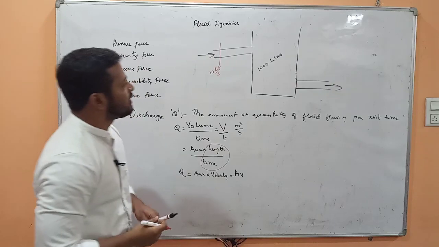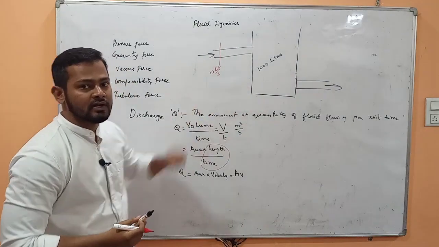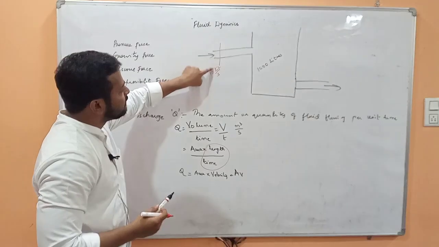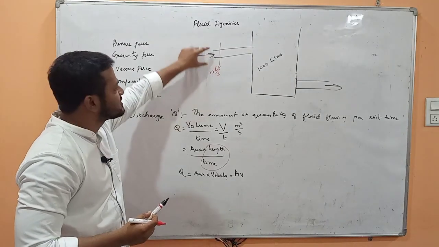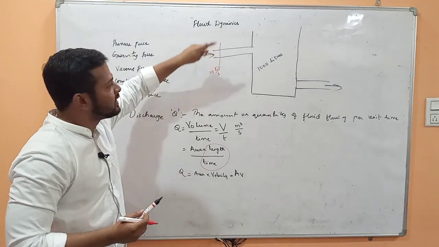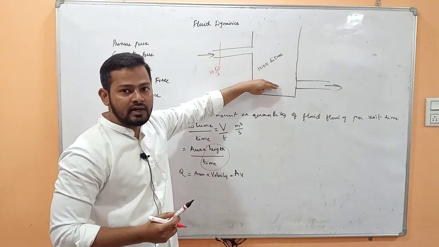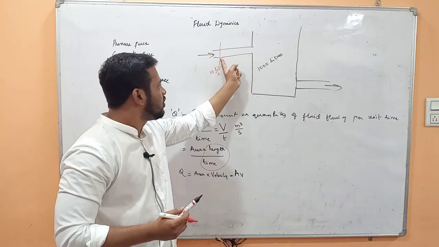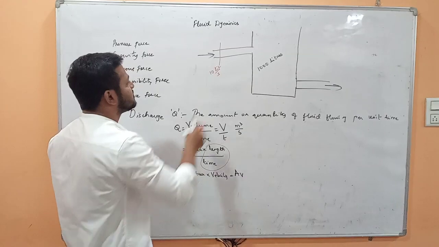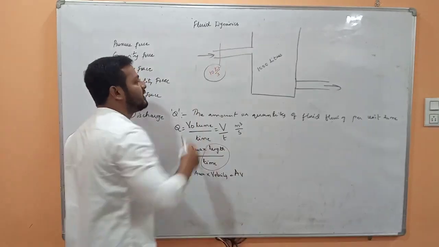The tank is empty. How much time will it take to fill the tank? Because 10 liters of water is coming in 1 second. The discharge from the input is 10 liters per second. That means 10 liters of this tank will be filled in 1 second. 10 liters of volume is coming from this pipe in 1 second. So that's the use of discharge here.